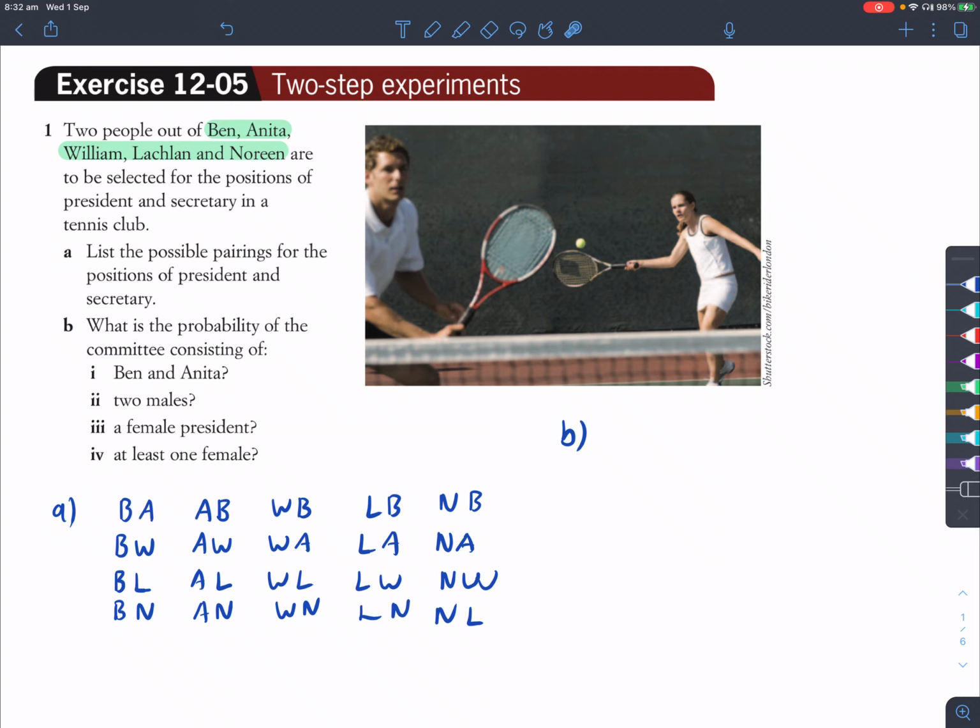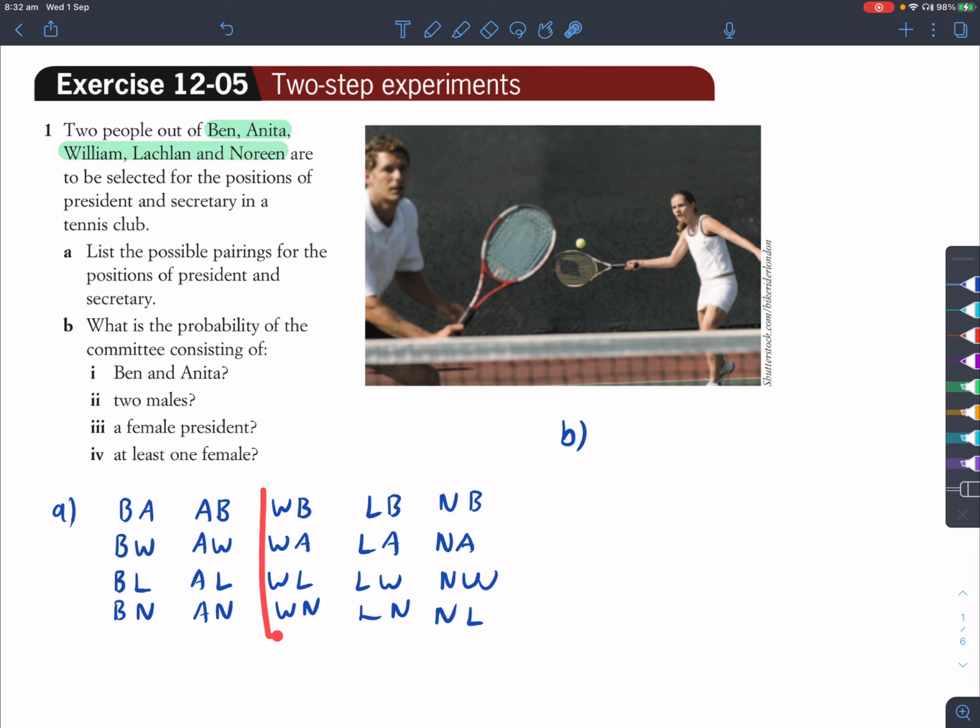So what I've done here is I've let Ben be the president first, and then these people here are going to be the secretaries, which I've listed out here in the first column. Then for the next column, what this represents is the first person being Anita, who is the president, whereas Ben, William, Lachlan, and Noreen are going to be the secretaries. And then you do the same thing for the next three columns.